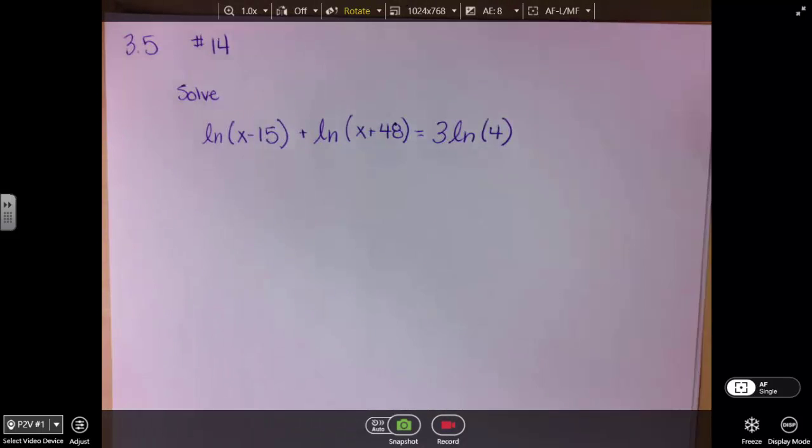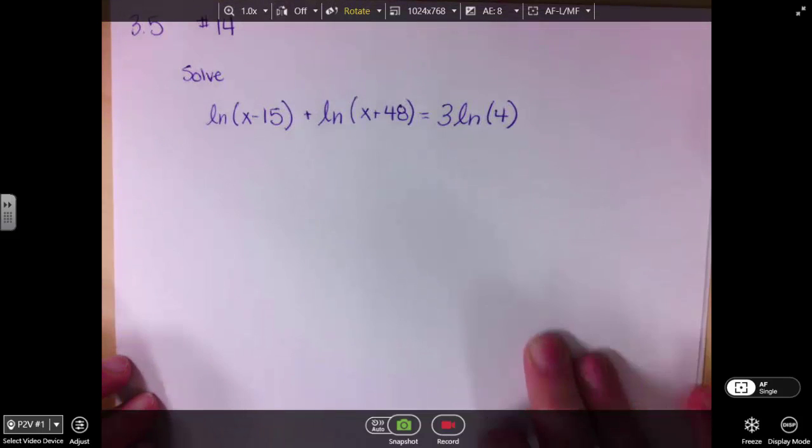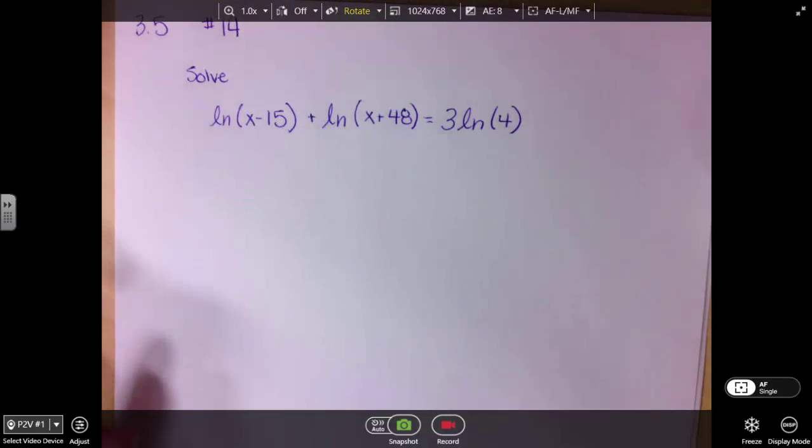This is number 14 from section 3.5. And what you're supposed to do is you're going to solve this equation. The natural log of x minus 15 plus the natural log of x plus 48 equals 3 times the natural log of 4. Well, when you're solving these, remember, you only want one ln on each side.